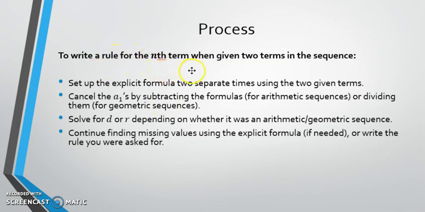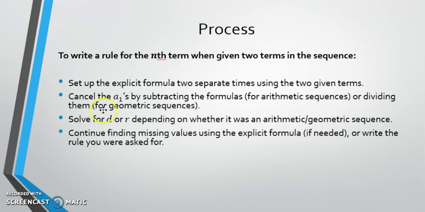So they're going to give you two different terms in the sequence. It might be like the third and the eighth, whatever random numbers in the pattern they've given you. You need to set up two different explicit formulas, one for each of those given terms. Then, if it is an arithmetic sequence, so it's an adding pattern, you would cancel out the a sub 1 terms by using elimination, essentially subtracting one formula from the other one. If it's a geometric sequence, then the way you're going to cancel the a sub 1s is by dividing the two equations. And then you can choose which one is on top and which one is on the bottom of the fraction. Try to just set it up so that the numbers work out easier, is my advice.